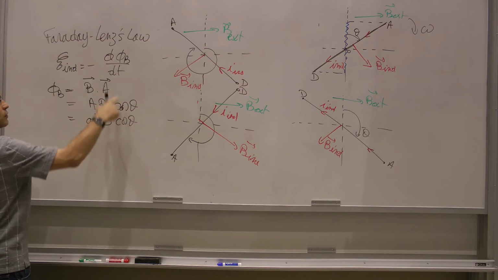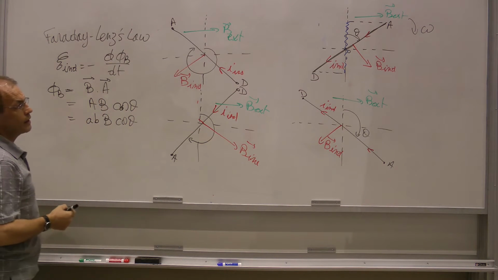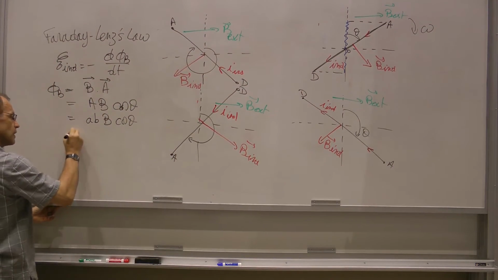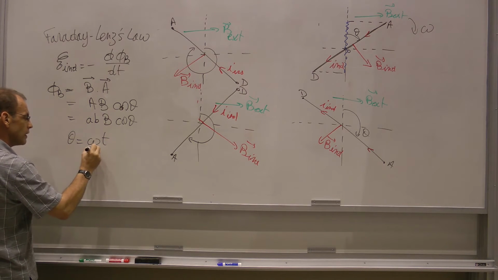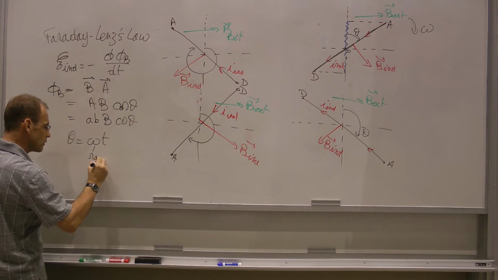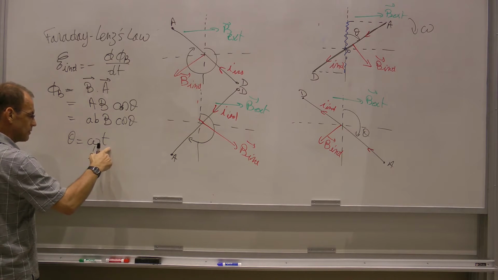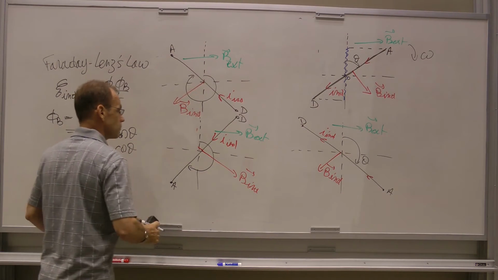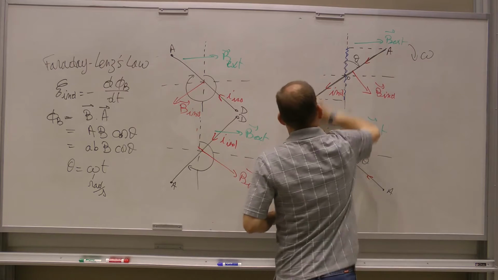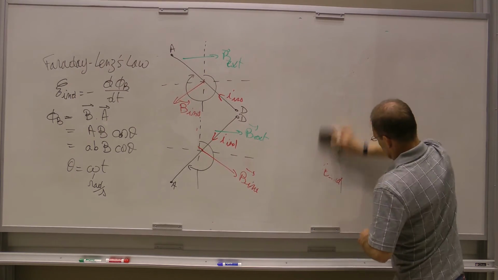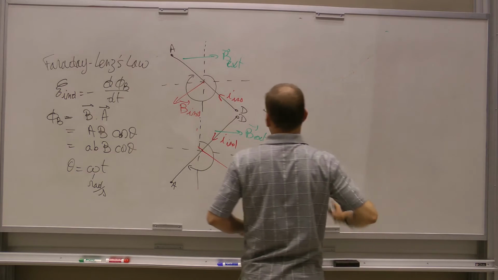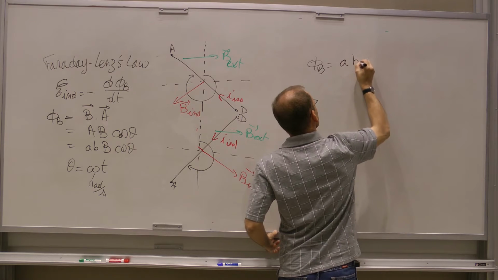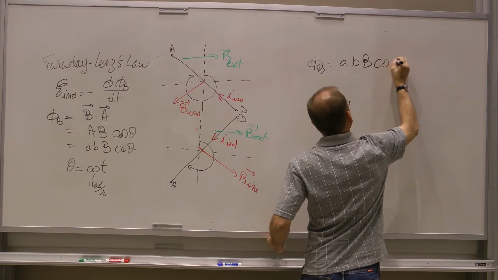So we need to calculate the derivative of this as a function of time. The loop is rotating with an angular velocity of omega, so we can relate theta to omega: theta is equal to omega t. This is an angular velocity in radians per second, times time gives radians. The unit is correct. So we get phi B equals a b B cosine omega t.